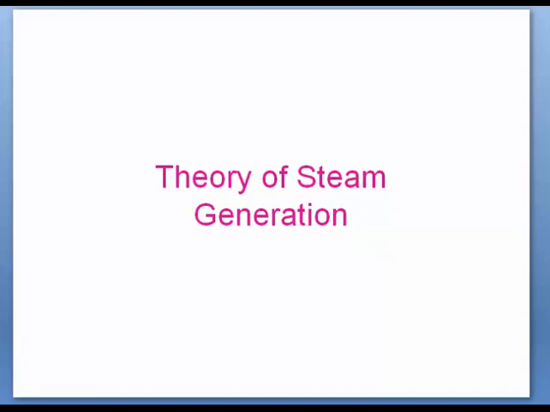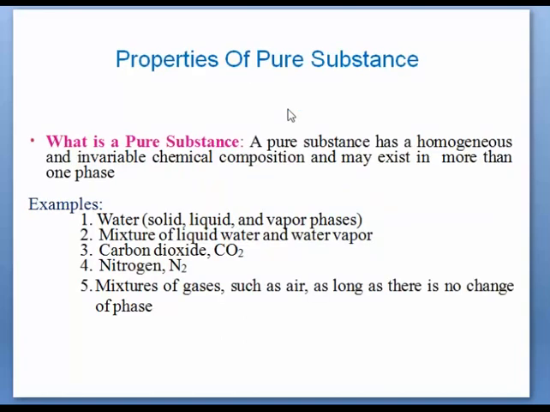By now we are aware that the motive force for rotating the turbine comes from steam. So here we will see how steam is generated, the types of steam, and some critical parameters. Steam is generated from water. Water is also called a pure substance. The definition of a pure substance is that it is a matter which has a homogeneous and invariable chemical composition and may exist in more than one phase.